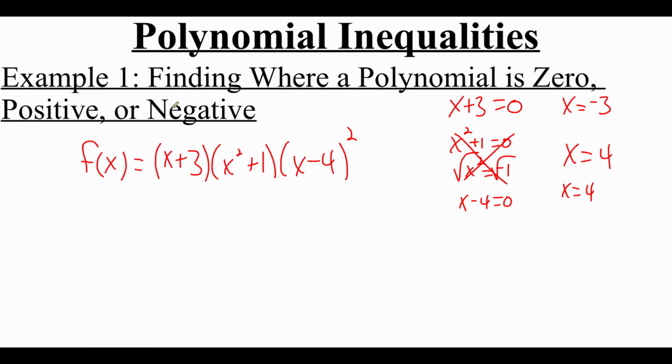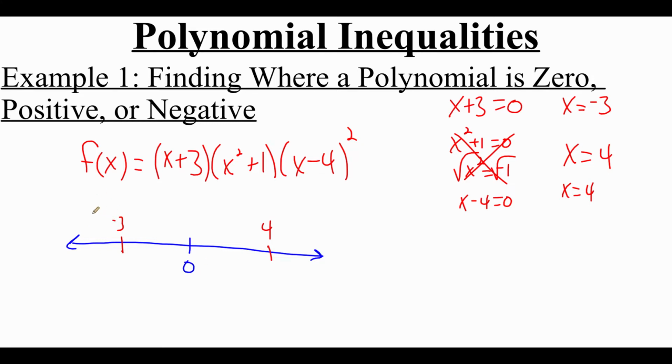But if I want to look at where my function is positive or negative, I'm going to create a sign chart using a number line. Now what I know is that my function is going to be equal to 0 at negative 3 and at 4. So I'm going to highlight those places on my number line. Right here at negative 3, I know that my function is going to be equal to 0. And right here at 4, my function is also going to be equal to 0. But I want to look at what's happening to the left of negative 3, between negative 3 and 4, and to the right of 4.